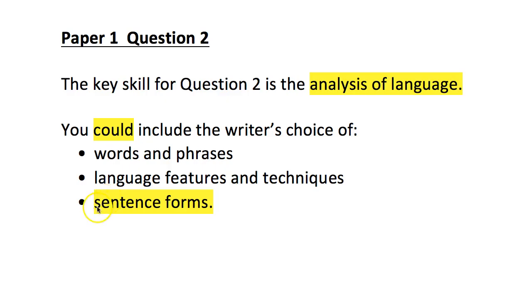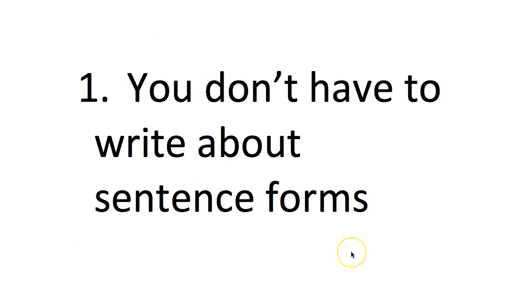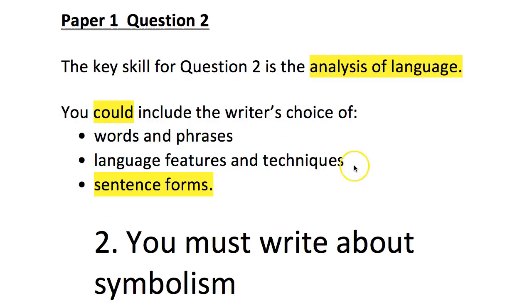The second way they get you to lose marks is they give you this instruction that you could write about sentence forms, and in the exemplar material that they sent out to schools, the examiner's model answer included sentence form comments. Well, now it turns out that this led students to write gibberish. And the examiners are now telling us, whoops, bit of a mistake there. You don't actually have to write about sentence forms. You only could write about them.